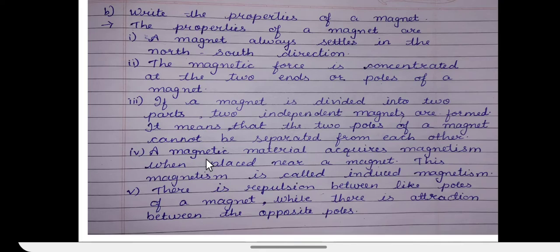Fourth point, a magnetic material acquires magnetism when placed near a magnet. This magnetism is called induced magnetism. And the last property, there is repulsion between like poles of a magnet while there is attraction between the opposite poles.